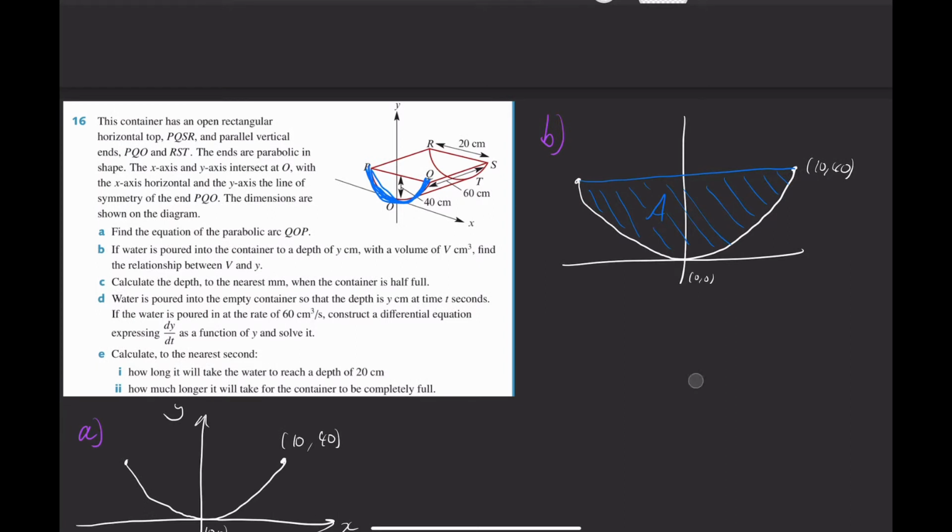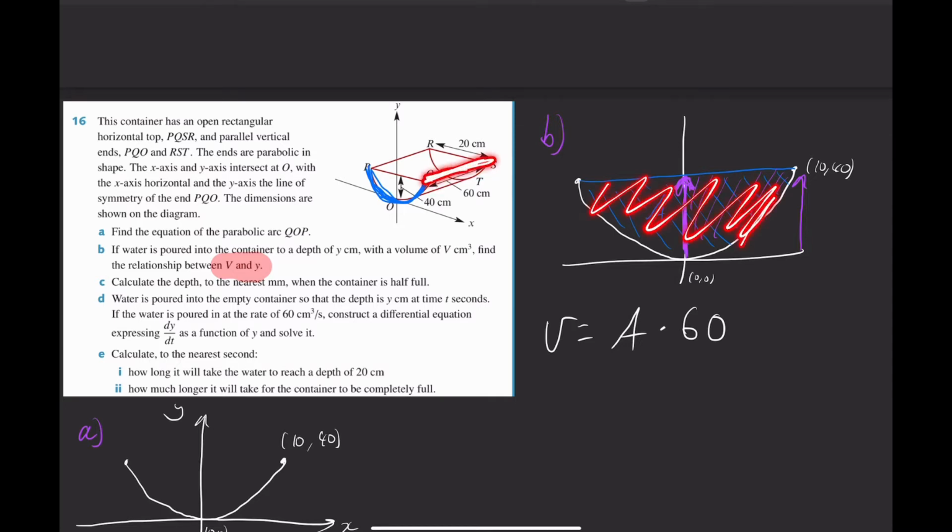That is not a good idea because we are asked to do this in terms of V and y, not V and x. So we have to do this with y. So what we're going to do instead of going across, we're actually going to go up. So we're going to find this area directly by traveling up the y-axis. Now, let's first define our volume. Our volume is that area times 60. So our depth is 60. And the volume of any prism is the area of the cross-section multiplied by its height.